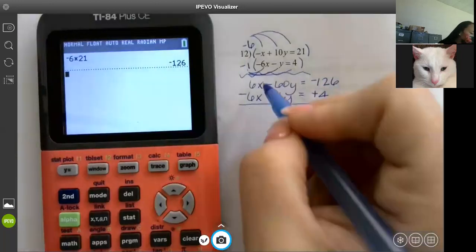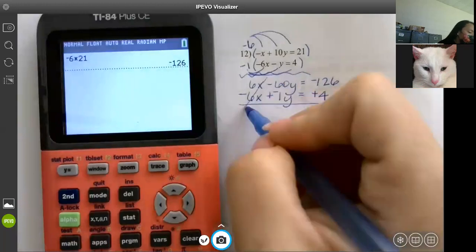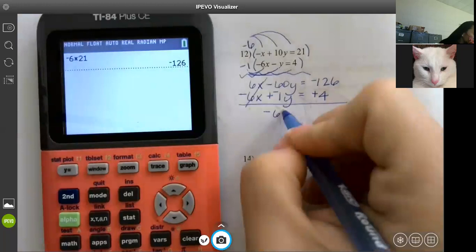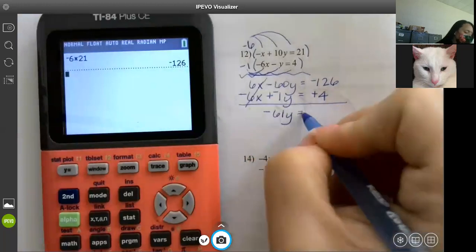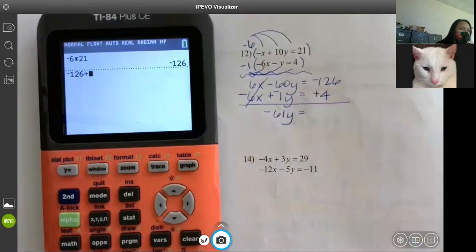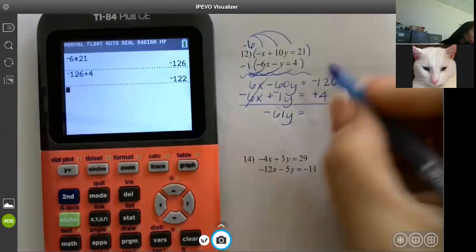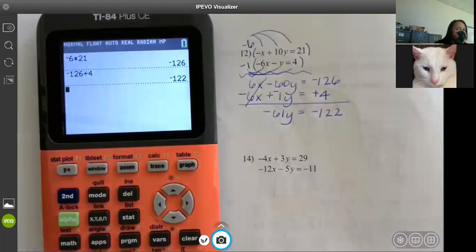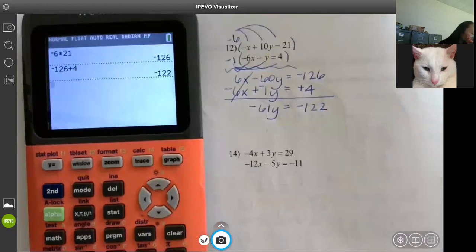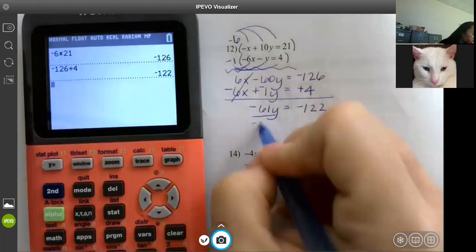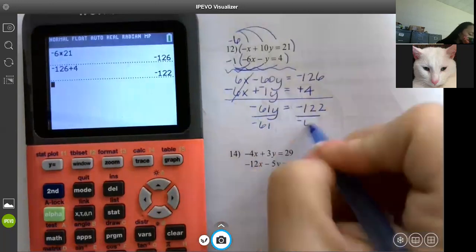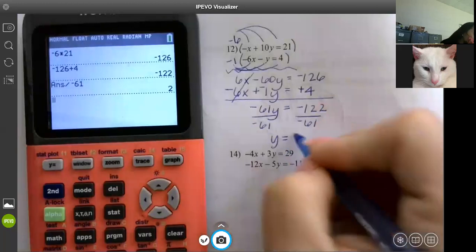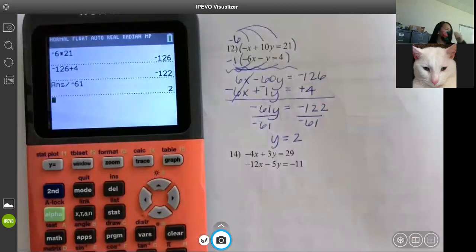Your 6's are going to cancel out. -60 plus -1 is -61y. -126 plus 4, if you need to use your calculator, is -122. And then finish by dividing. Again, just like last week. Divide by -61. And I get y equals 2.